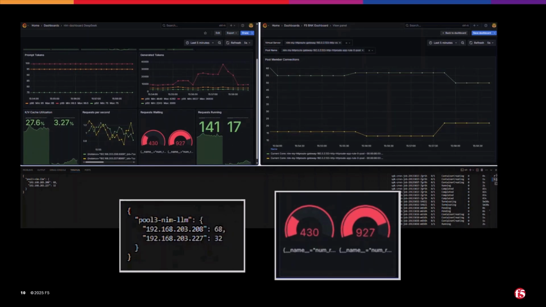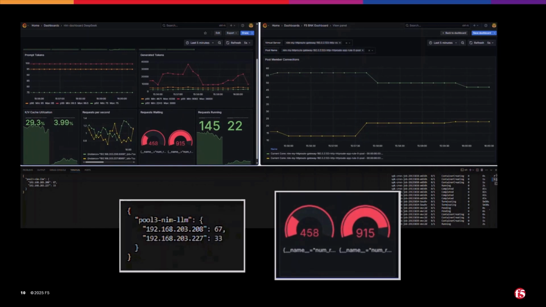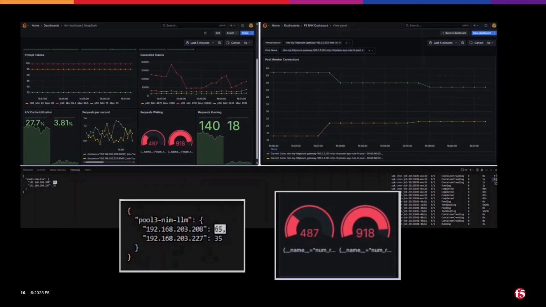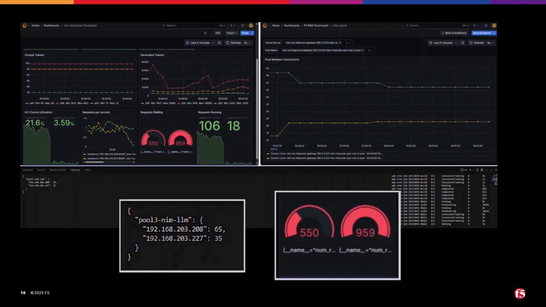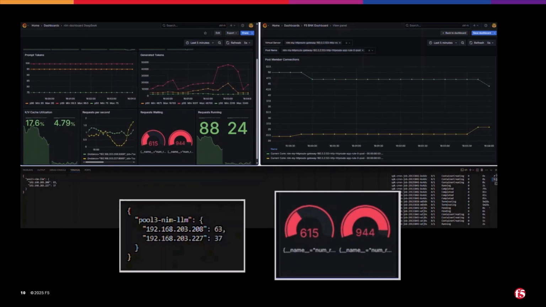As you see in the bottom right, we're pulling the metrics in that little process window, and those pulled metrics are directly influencing the load balancing ratio. So what we should see is our algorithm pulling these two NIMs into equal loading.